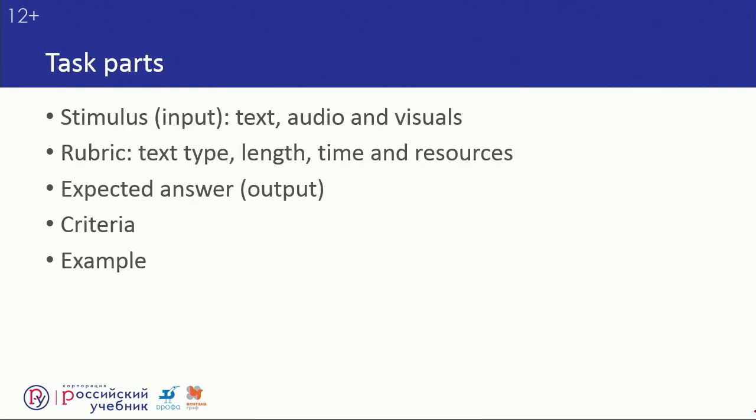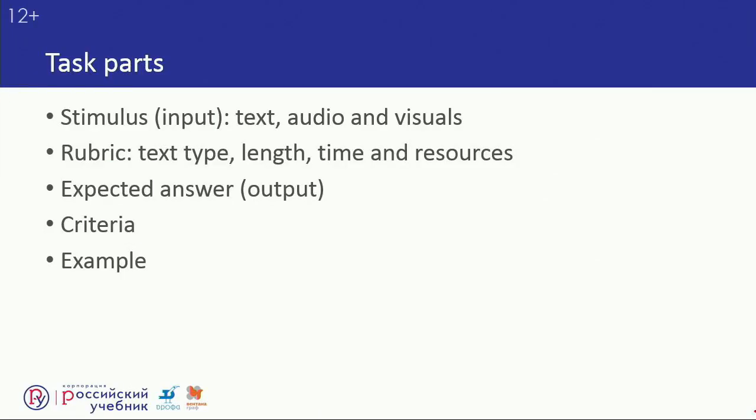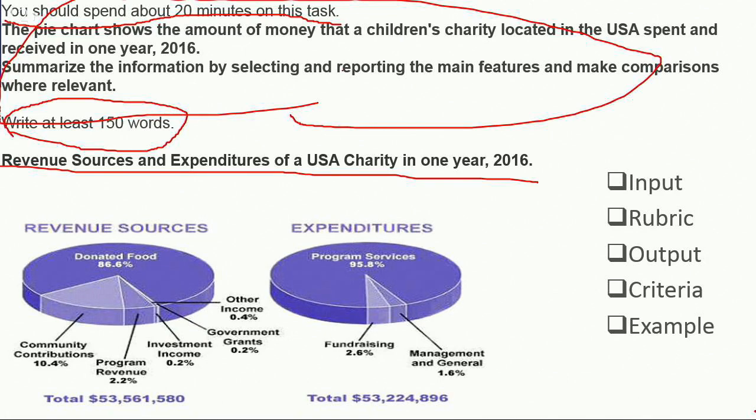The parts of the task are a stimulus, the input. It can be text input, audio input, or visual input. It has its rubric. The rubric can be characterized by the text type, its length, its time and resources, expected answer, or the output that we expect, assessment criteria if the task is assessed, and sometimes it also includes an example. Now let's see if you can find all of those task elements in a task that I have designed for you, in an IELTS task. IELTS is one of the international English language exams.